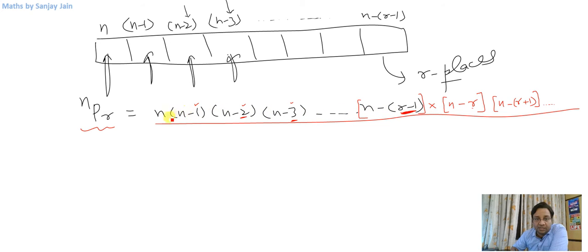See, if you notice, n is the biggest number here, n minus 1 is 1 smaller than that, it is 2 smaller than that, it is 3 smaller than that. This is r minus 1 smaller than n, this is r smaller than n, this is r plus 1. So we are going smaller and smaller. So in the end I'll have 3 into 2 into 1. Obviously we are talking about positive integers here, right? Because this is a product of natural numbers that I've written here going from 1 to n.